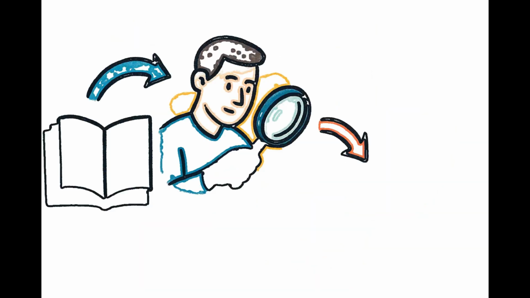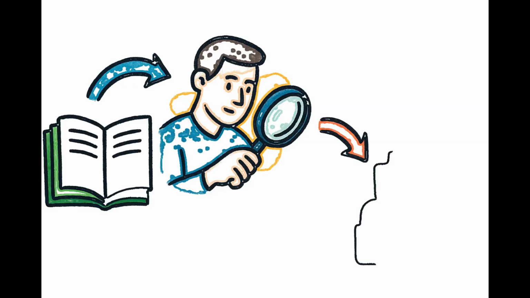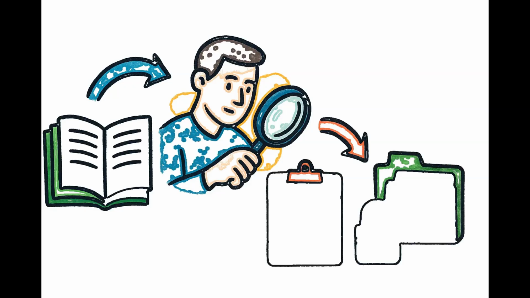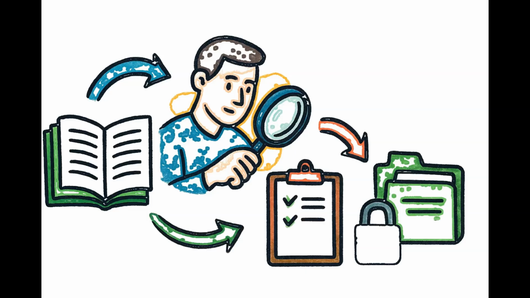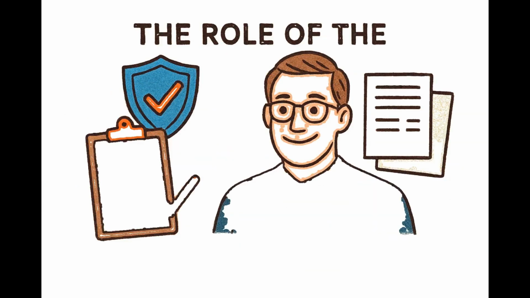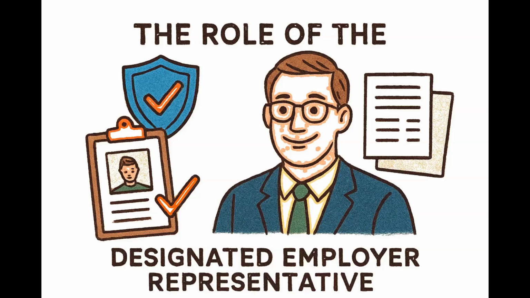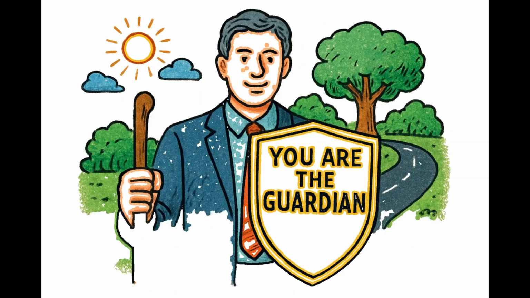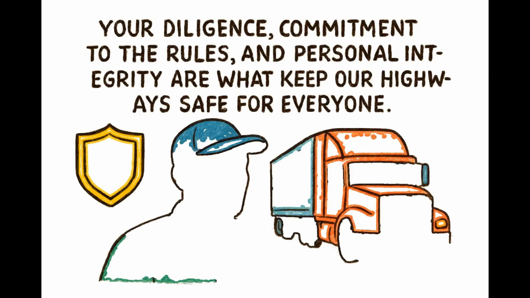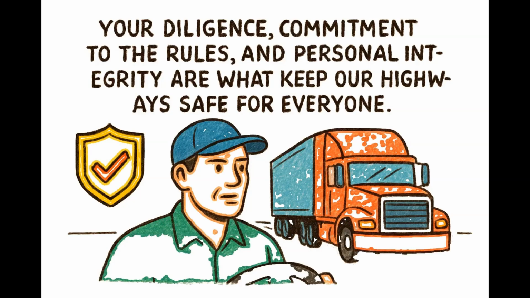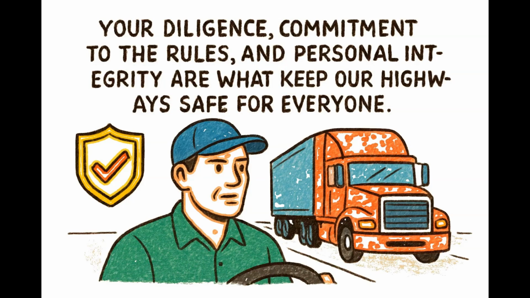Throughout this process, from understanding the complex regulations to mastering the clearinghouse, from managing the day-to-day testing program to handling the difficult process of a violation, and finally, to maintaining the records that hold it all together, the role of the designated employer representative is clear. You are the guardian of the road. Your diligence, your commitment to the rules, and your personal integrity are what keep our highways safe for everyone.